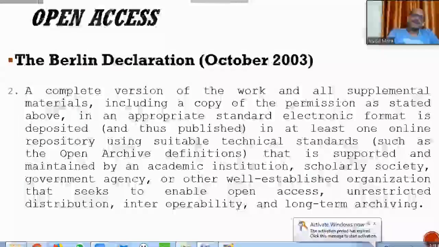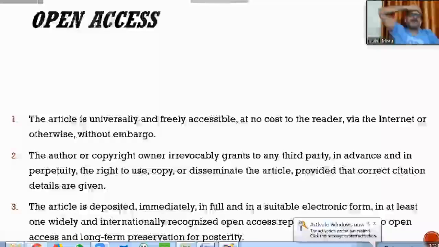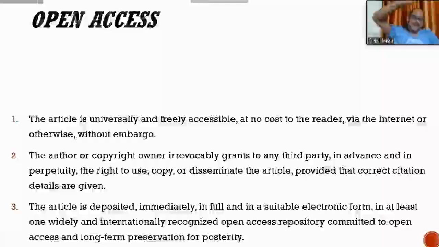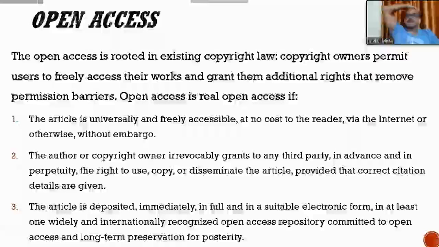Now, after this Berlin Declaration, we call it BBB. B is Belfast, and the second B, I just can't pronounce that, and the third one is Berlin. So these three Bs give you an idea about what is open access. So open access is rooted in existing copyright law, because copyright is, if you look at the conventional subscription type journal. Subscription type means, for example, all the journals where you have to pay if you want to download the article, these are subscription fee based journals. So they have certain copyrights.